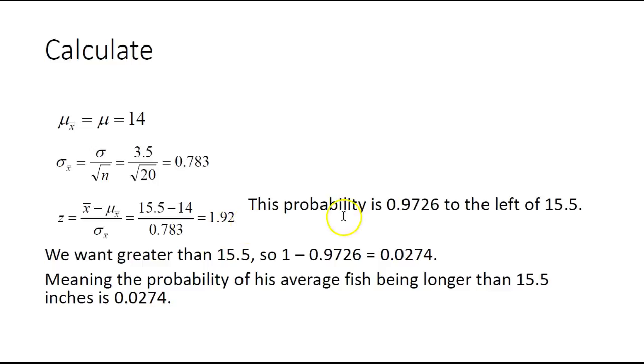And if we look that up in the table, 1.92 says that there is 0.9726 to the left of 15.5. So we want to see what the probability of his fish being greater than 15.5, so we're going to subtract that from 1 and get 0.0274. This means that the probability of his average fish being longer than 15.5 is 0.0274. So he's got less than a 3% chance of the average of those 20 fish being more than 15 and a half inches.